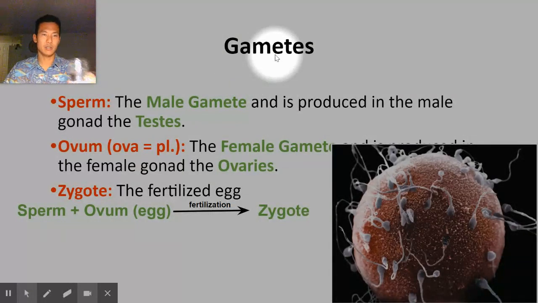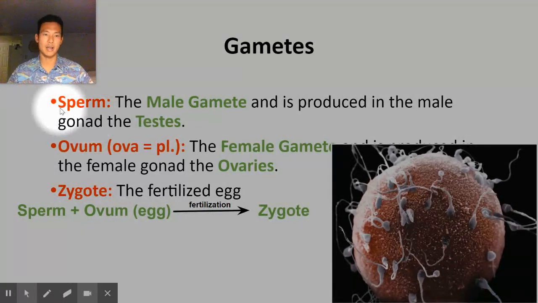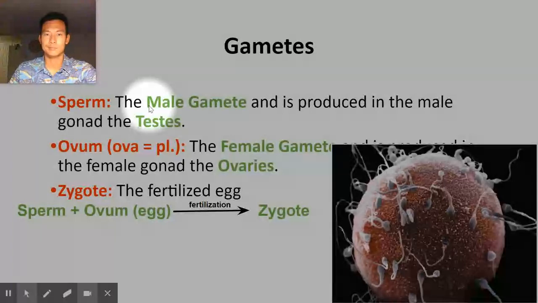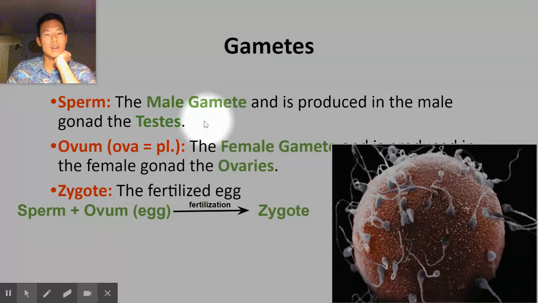Okay, now gametes. The male gamete, in sexual reproducing organisms, yes, that means plants and fungi too, they have a sperm and ovum. Sperm is the male gamete produced in the male gonads, known as the testes in our species, in mammals. Ovum is the female gamete, and it's produced in the female gonads, the ovaries.